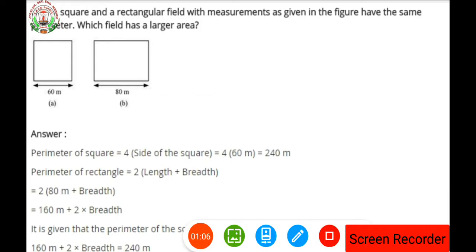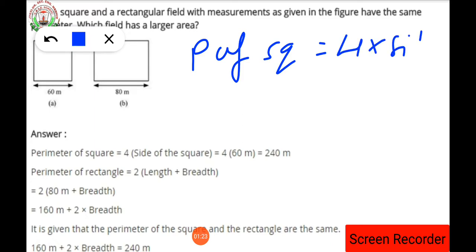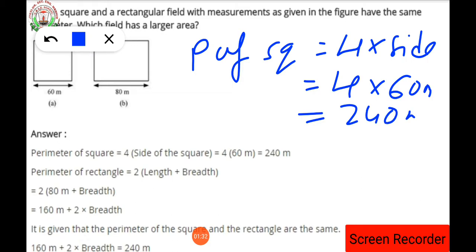First, as we know that the square has side 60 meters, with the help of the side of the square we are going to find its perimeter. What is the formula for the perimeter of a square? The perimeter of a square is 4 into side. Everybody knows this. What side do we have here? That is 60 meter. So 4 into 60 meter is equal to 240 meter.